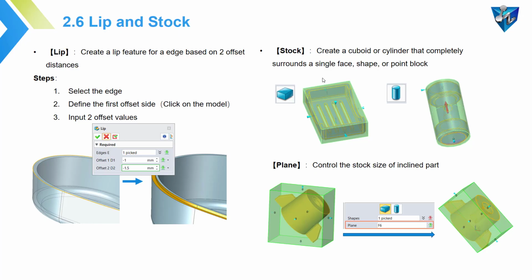And for stock, it is very easy to understand, which means we can create a cuboid or a cylinder that completely surrounds a single face, shape, or point block. Okay, and there is just one option you need to pay attention to, which is the aligned plane. With it you can control the stock size of an inclined part. Something like the below image. Okay, now let's move over to the software to show you more details.